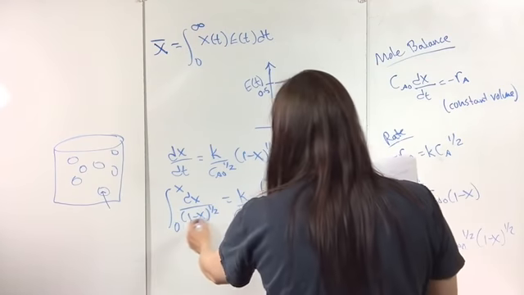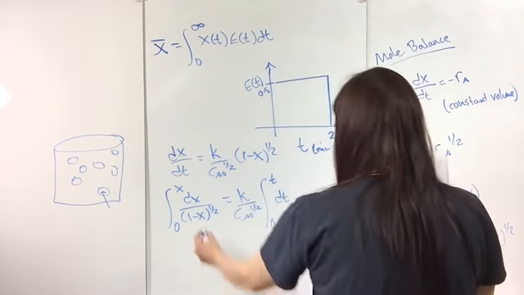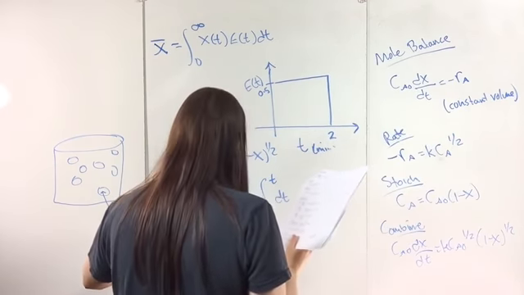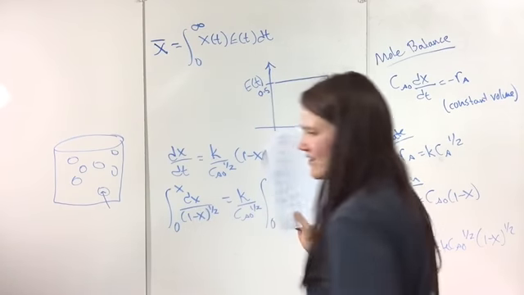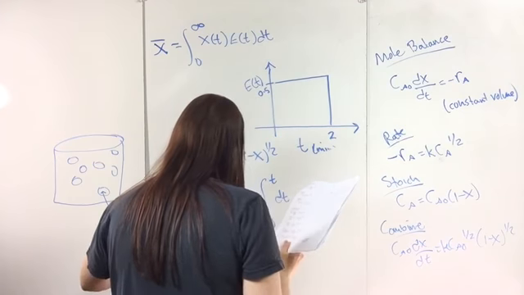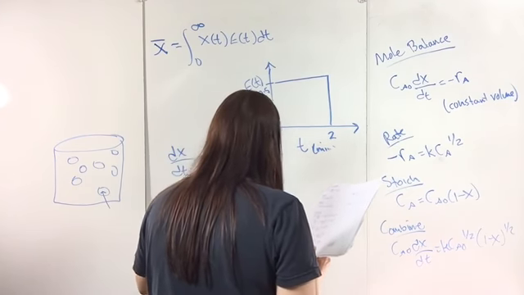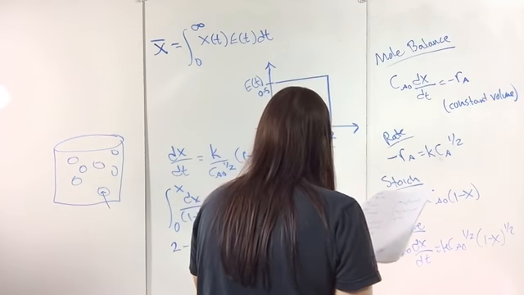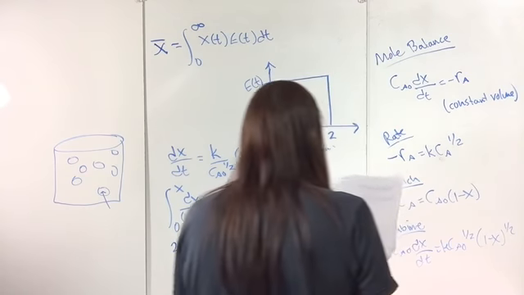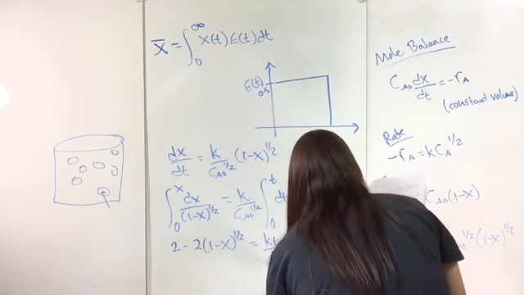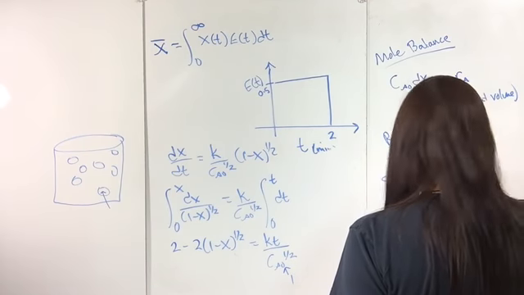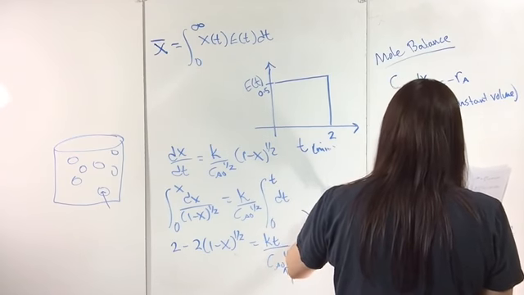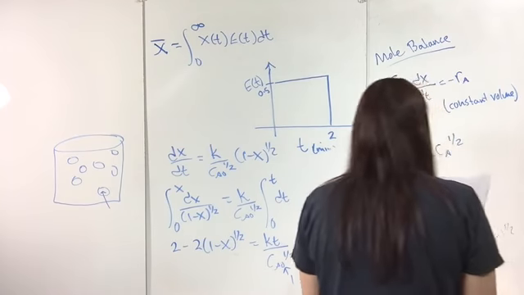And then I got this integration. I just got that. This one isn't in the table in the back. I just got it off a table, but not in your book. But you can do this on your calculator too, most likely. So anyway, you get 2 minus 2 times (1 minus x) to the 1/2 is equal to kt Ca naught to the 1/2. And so then I'm going to plug in 1 for Ca naught and solve for x. And if I do that, I get that x of t is equal to 2t minus t squared.